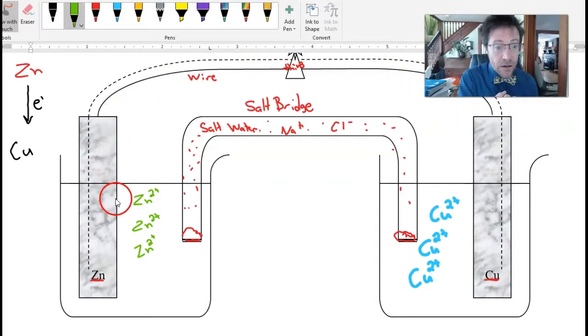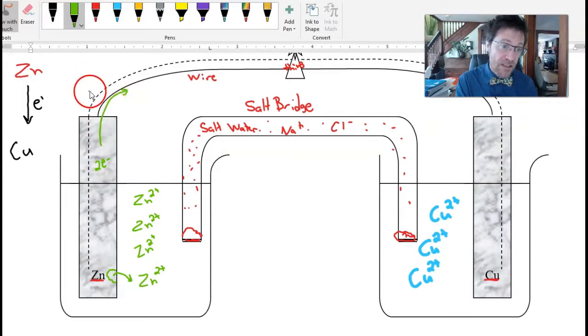So what happens here is let's do this one electron at a time. Actually, let's do two because these are two pluses. My bad. So two electrons are ripped out of this zinc. A zinc atom loses two electrons and becomes a zinc ion, right? So these two electrons go up the wire. In this dotted line, this is electron flow.